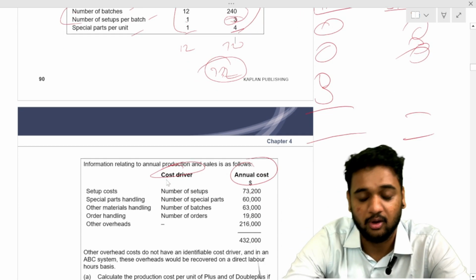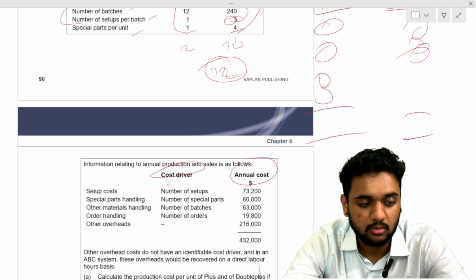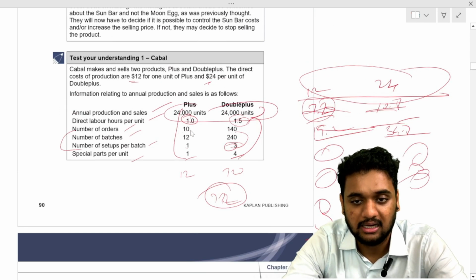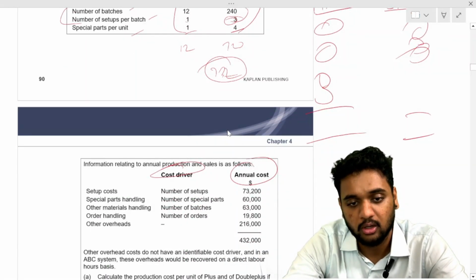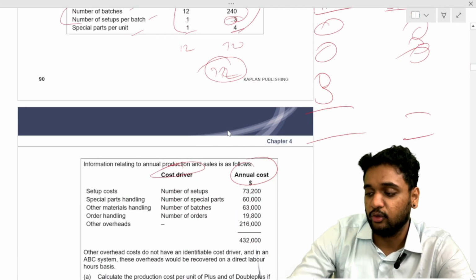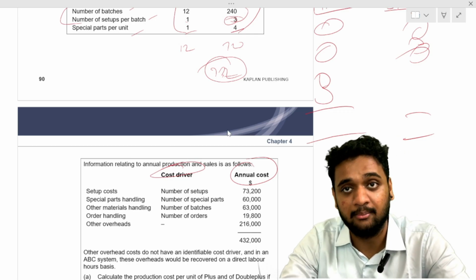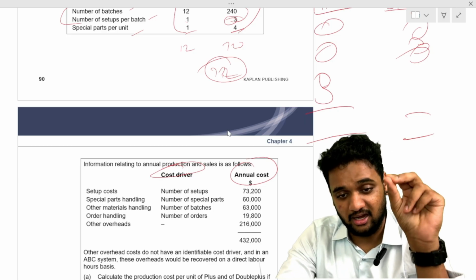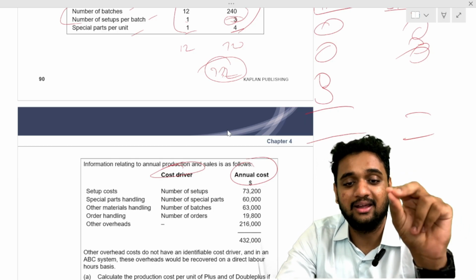What is the cost driver? Number of orders. What is the number of orders? 150, 10 and 140. 150 is the total number of orders. What you will do? 19,800 divided by 150. If you do, what you will get? 132. Overhead absorption rate for other handling cost is equal to 132 per order.